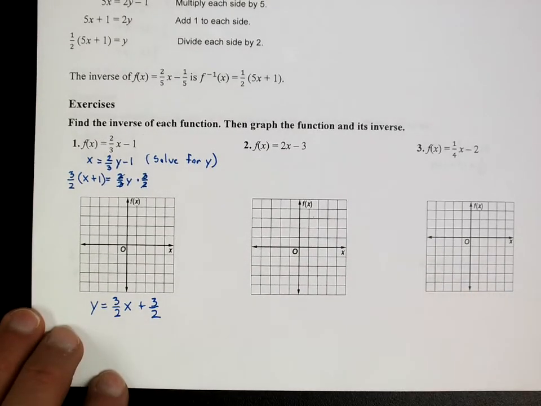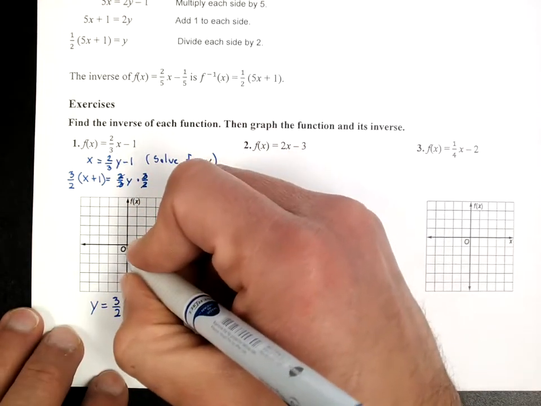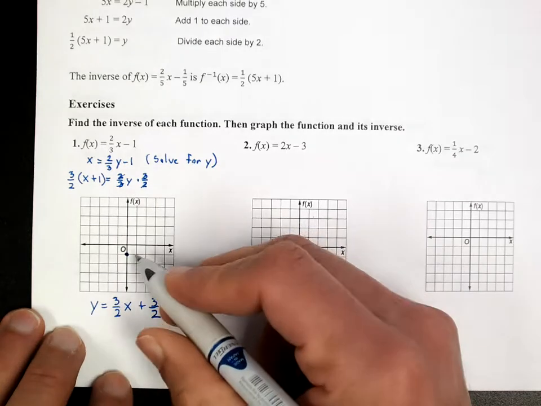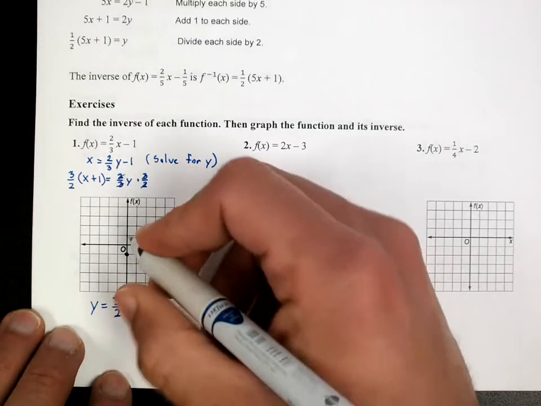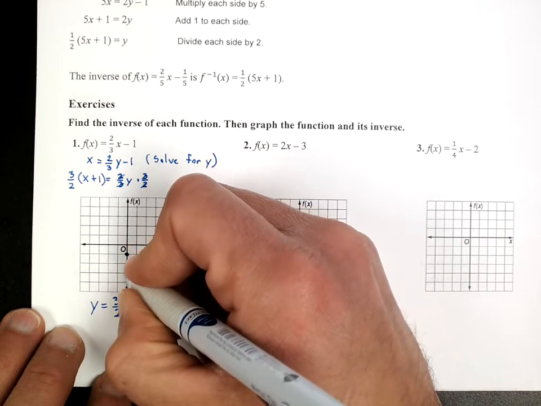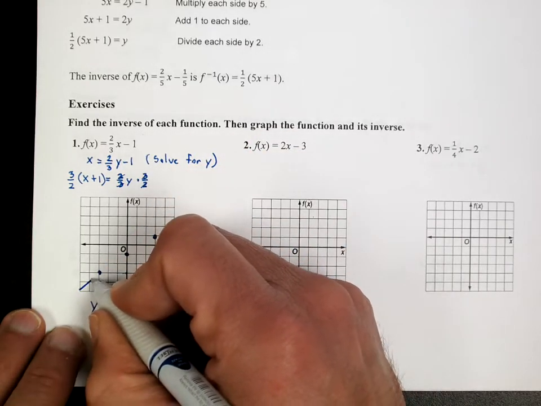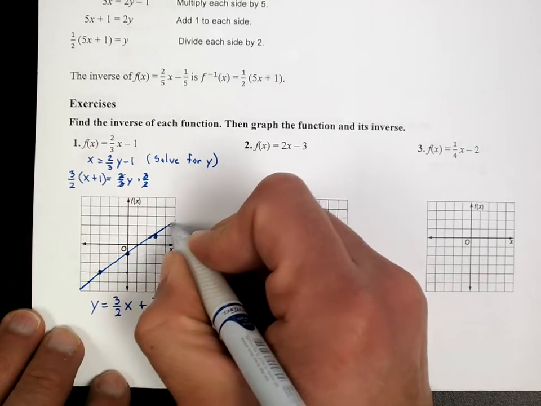Okay. Now the next part is that they want us to graph this. So we're going to go ahead and graph this. We're going to start off with this one, which is easier. We start here, that's the y-intercept, and we're going to go up 2 to the right 3, and we can also go down 2 and to the left 3. So this is what this one looks like.